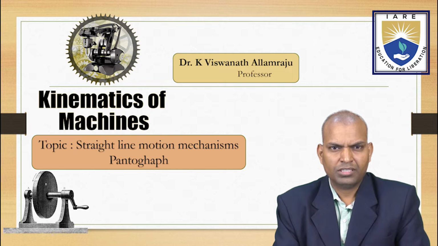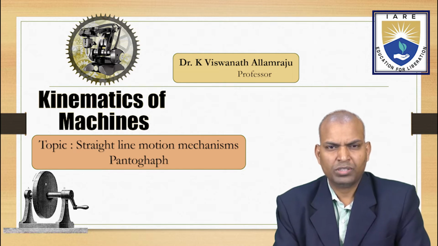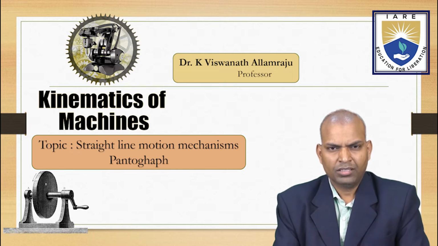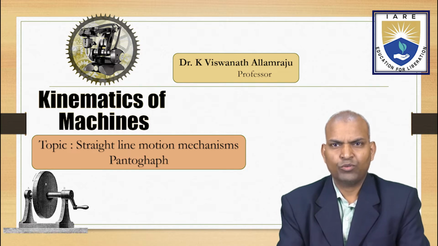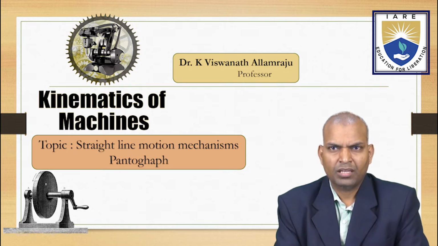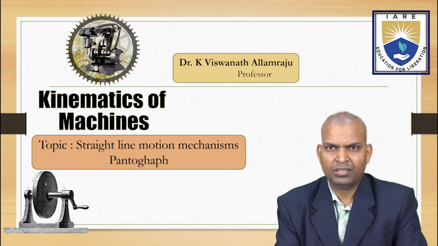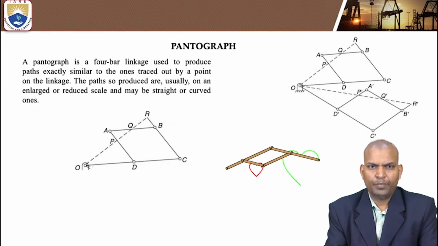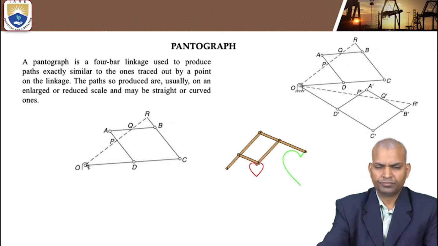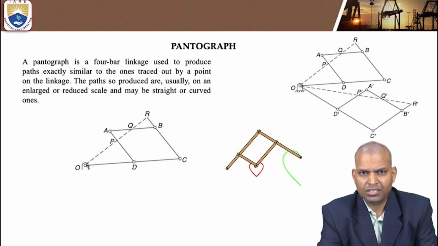Today we are going to study the straight line motion mechanisms. There are various types of straight line motion mechanisms. Here, in this session, one of the mechanisms is the pantograph. The pantograph is a 4-bar mechanism, a 4-bar linkage.